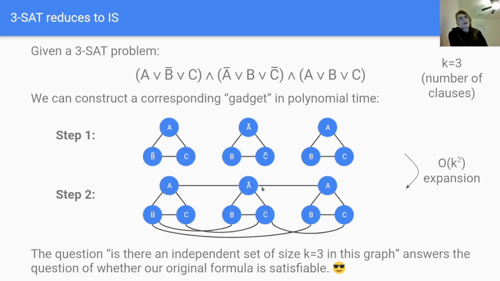Well, A and not A are always connected. B and not B are always connected. C and not C are always connected. So if you choose A to be in your independent set, then not A cannot be in your independent set ever. That's kind of like a constraint, right? This is just logic. We're using the graph to express the fact that A and not A cannot both be true. They cannot both be in the independent set. That's what an independent set is. An independent set doesn't have any edges between its members.